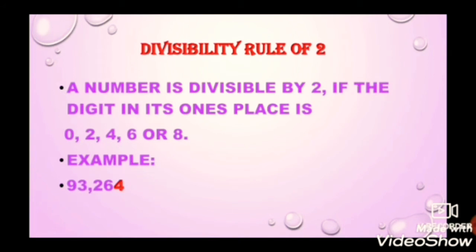Example, 93,264. The last digit is 4, which is an even number. So, the given number 93,264 is divisible by 2. Next, 50,63,428. Here the last digit is 8, which is an even number. So, the given number 50,63,428 is divisible by 2.